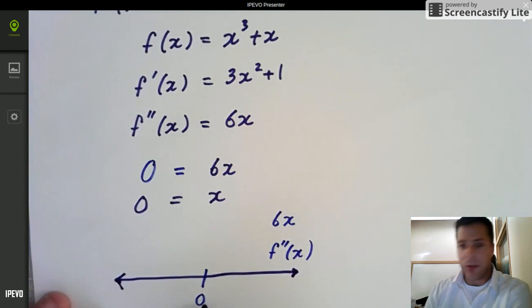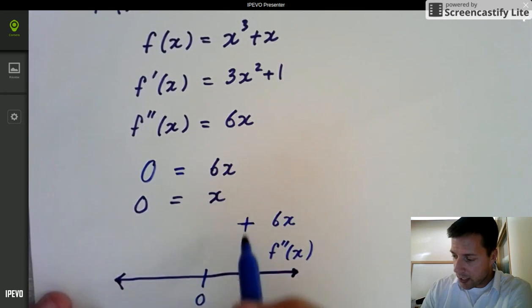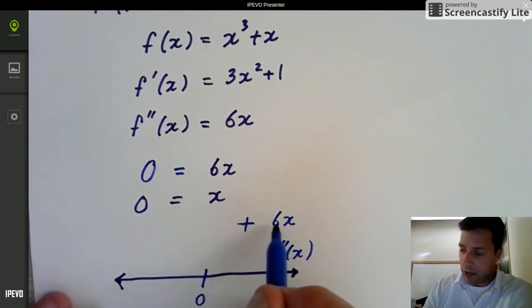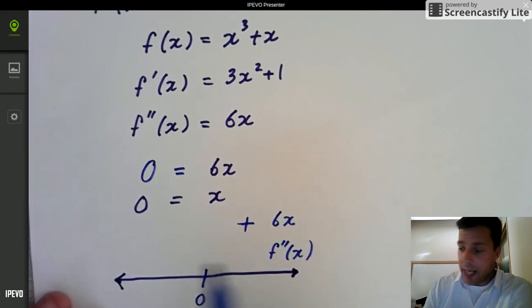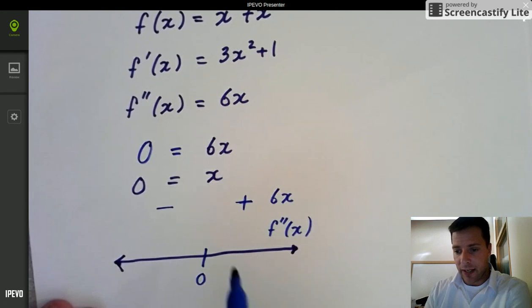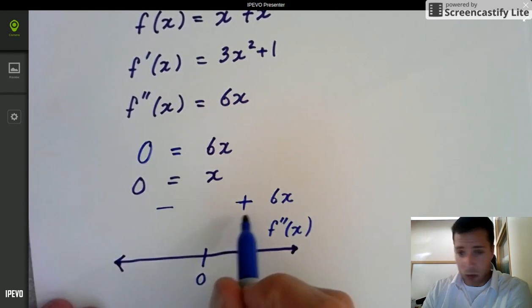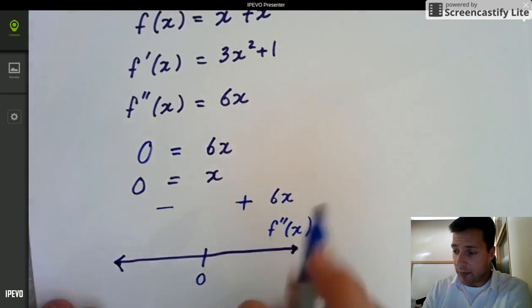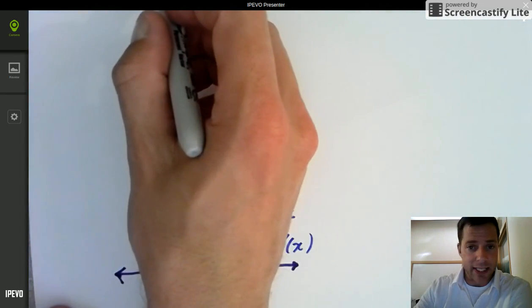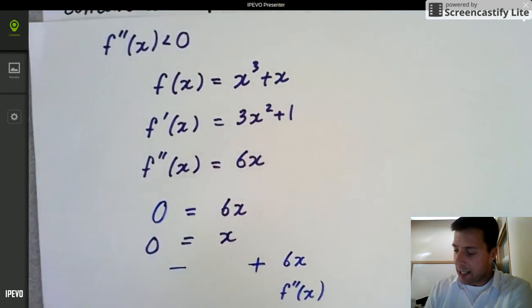If I plug any number greater than 0 into the function, it's always going to be positive: 1, 2, 3, 4, so positive here. If I plug in anything less than 0 into 6x, it's going to be negative. So what we have found is that to the left of 0, the second derivative is negative, and to the right of 0, the second derivative is positive. We want to know where the concavity is down. That's where the second derivative is less than 0.